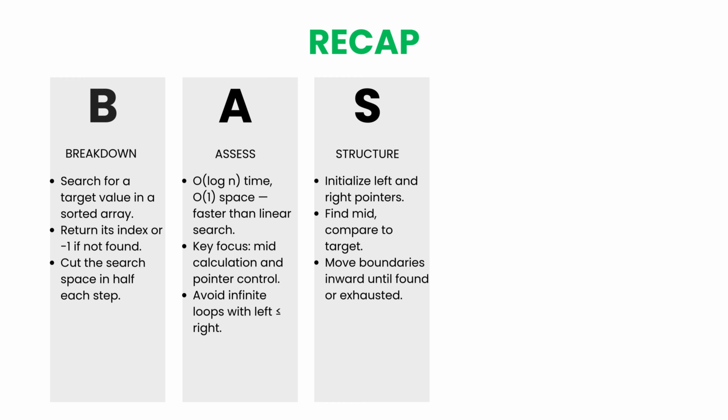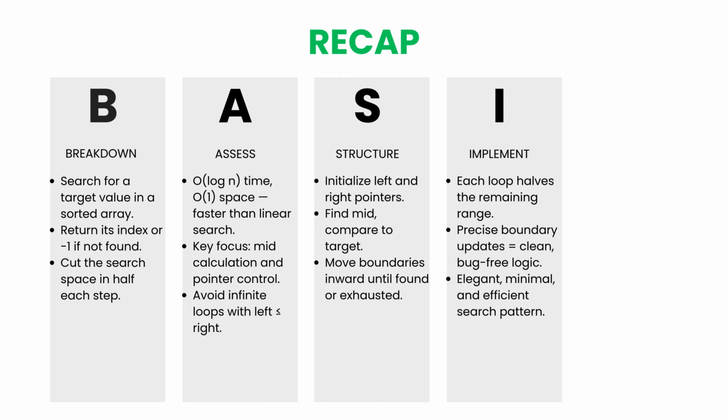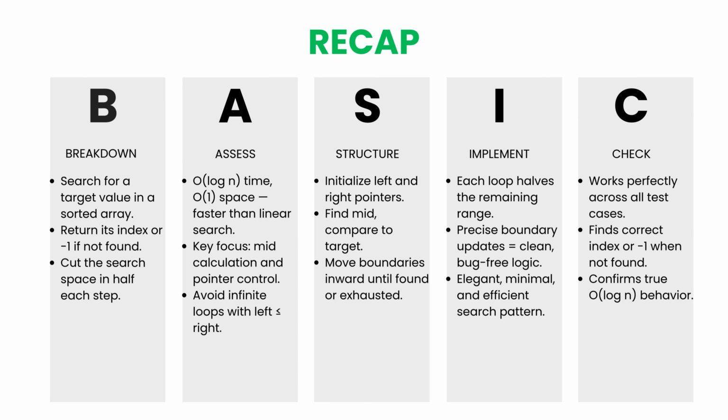Set 2 pointers at the start and end, find the middle, and adjust the search window based on whether the target is smaller or larger. Keep narrowing until it's found or the window closes. Implement recap. When we implemented it, everything came together through a clean loop that halved the range at each step. The left and right pointers guided the search precisely, and returning the mid when found kept the function minimal and robust.